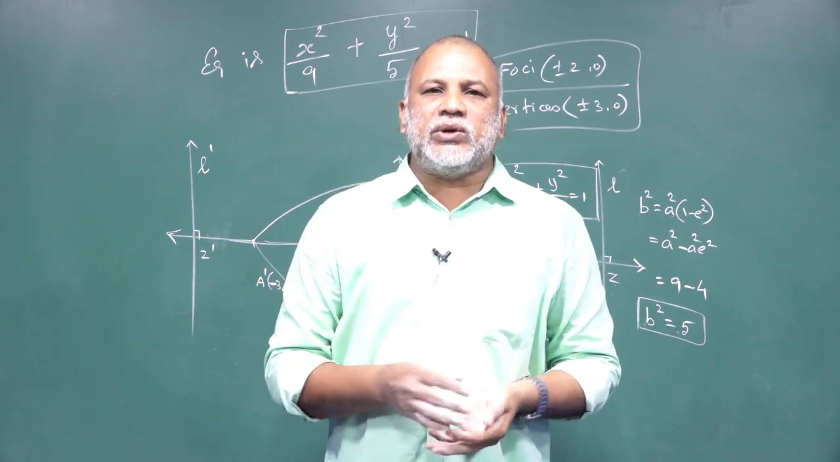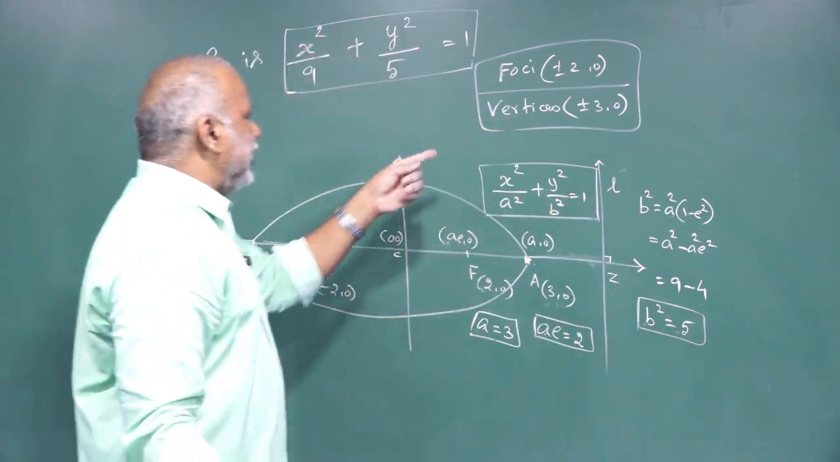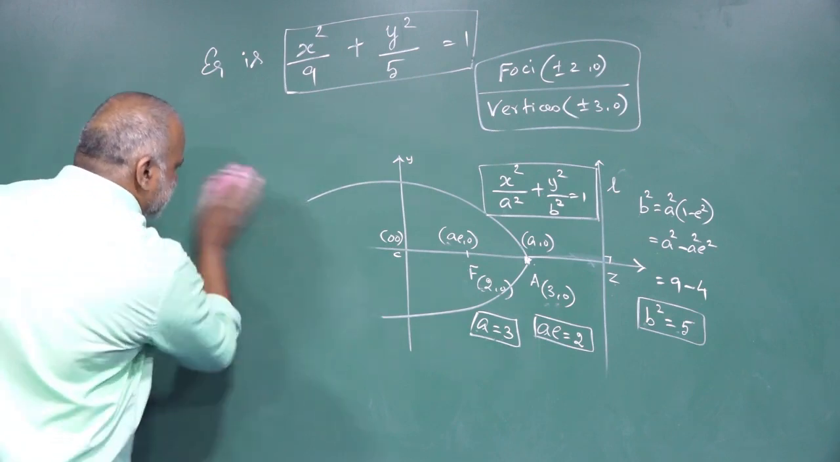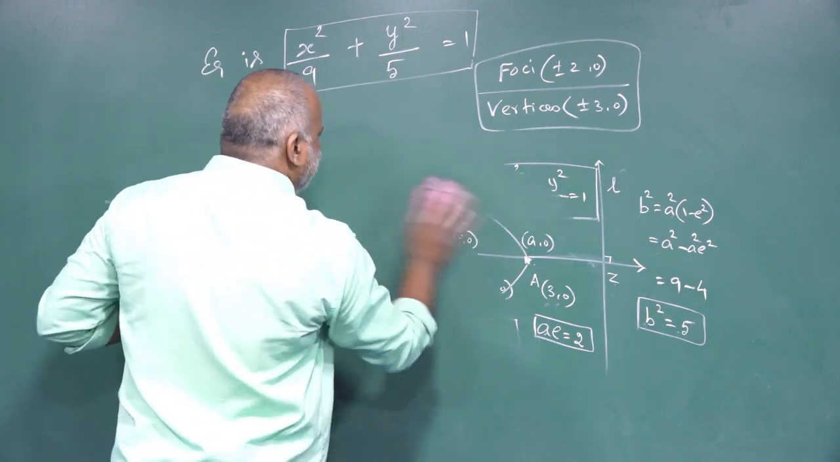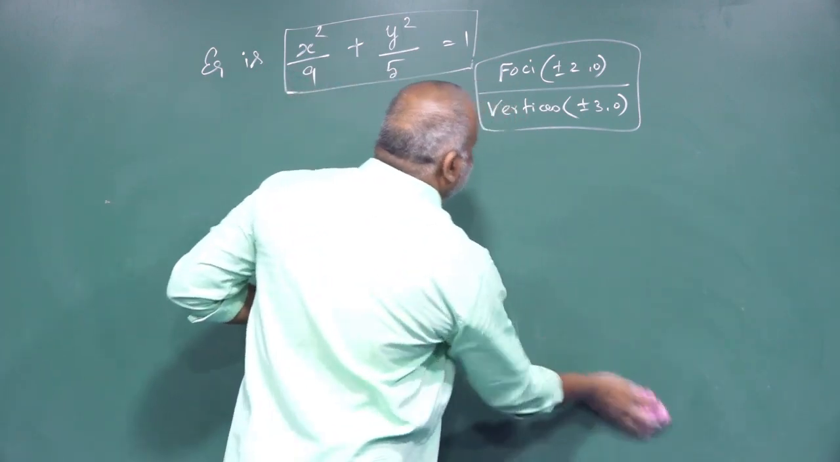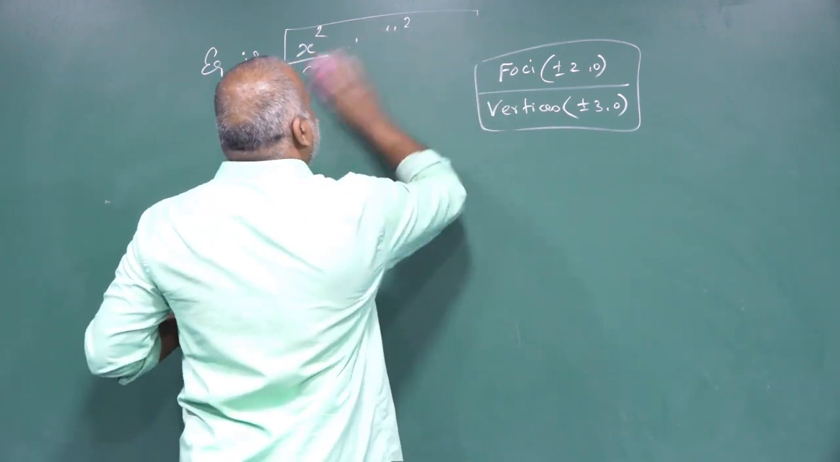Then we are able to work out the standard equation of an ellipse. This is the required equation of an ellipse. From this same model, some other data is given. See, in your question number 1, foci and vertices are given.